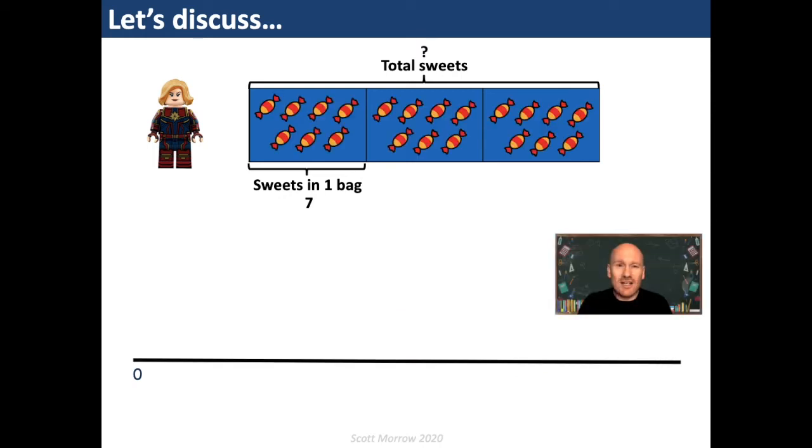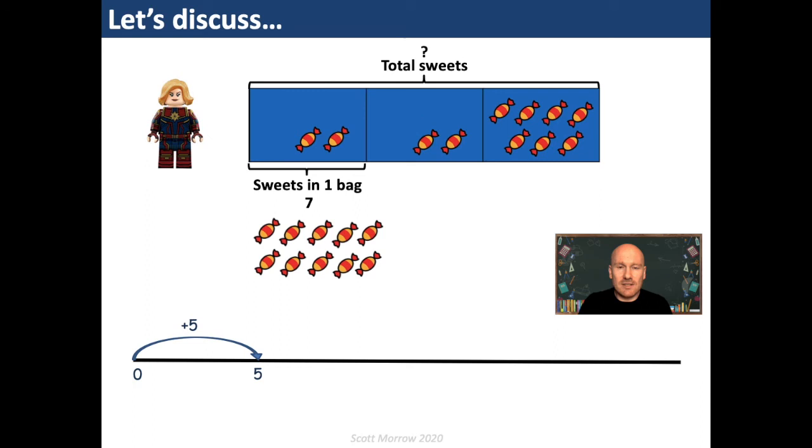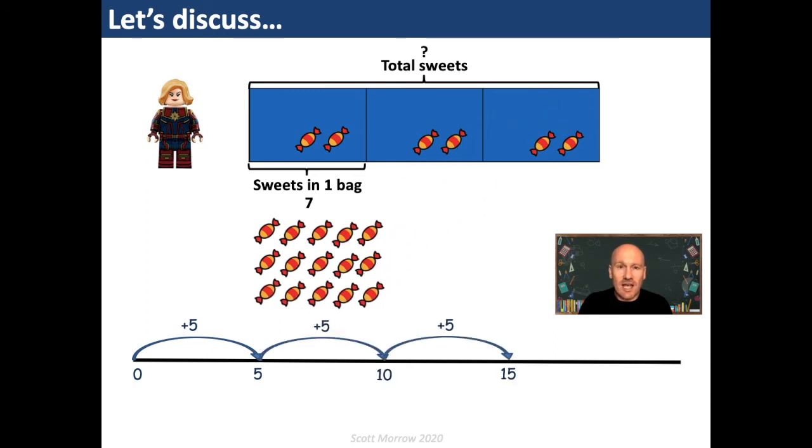I don't actually need to count on 7 at a time. I could use an easier number to start with. So rather than taking all 7 sweets from that first bag, I might take 5 of them. So there's 5 sweets. Let's take 5 from the second bag. That's 10 sweets. 5 from the third bag. That's now 15 sweets. And I've got 2 left in each of those bags.